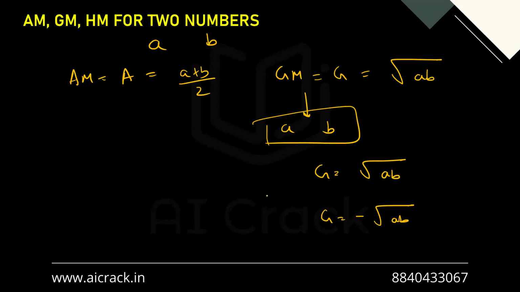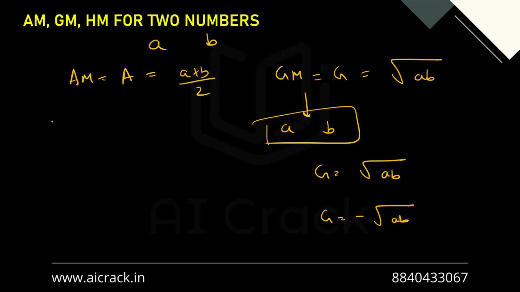Why? Because in that case, we'll not get the real value of G. We'll get a complex value of G, right? And that's not possible. We cannot fit a complex mean between two real numbers. That's not possible, right? So that's why A and B either have to be positive or they both have to be negative, right? And the first case was G equals root AB when A and B are positive, G equals minus root of AB when A and B are both negative, right?